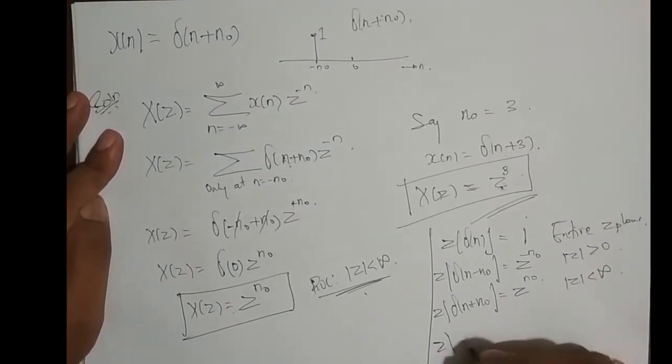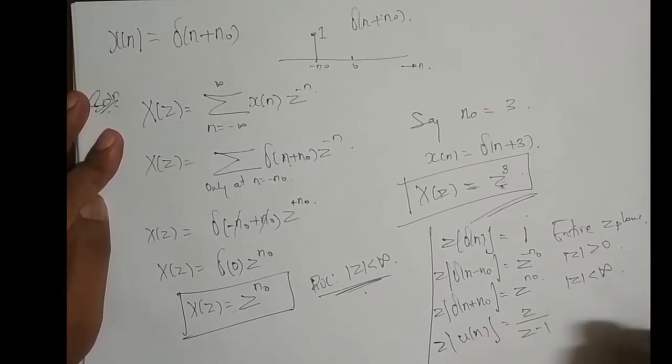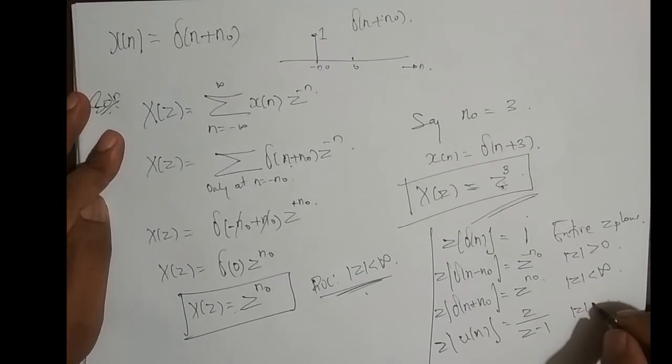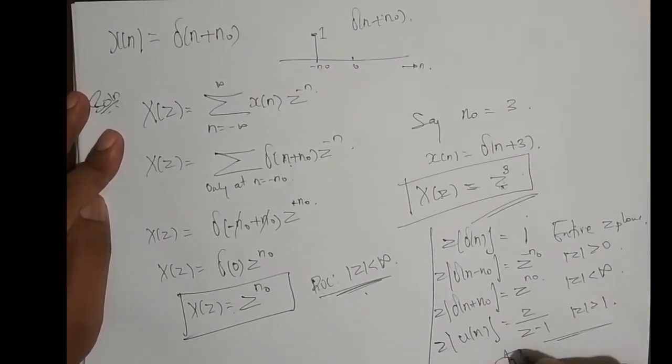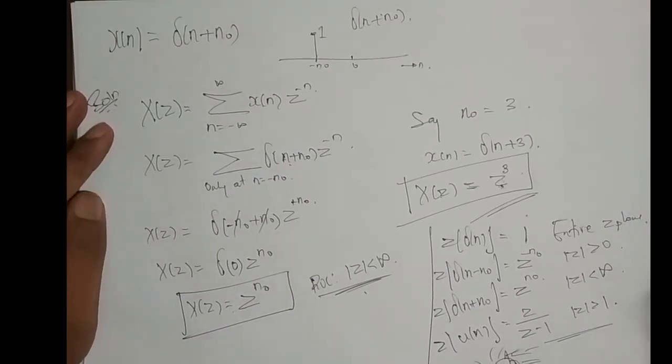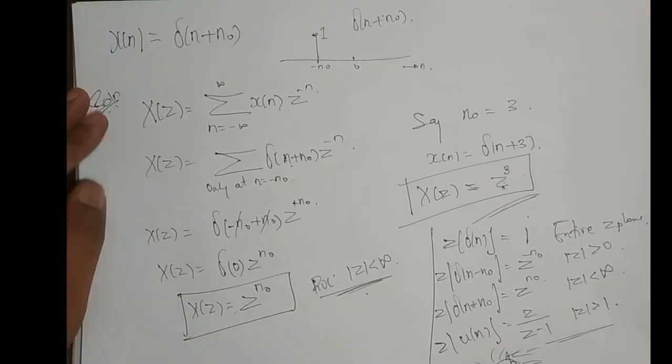So what is the z transform of the unit step function u of n? It is z by z minus 1. What is its ROC? Magnitude of z is greater than 1. So it's a unit circle and its ROC is outside. Okay. So remember these transforms because we are using them directly in our later problems.